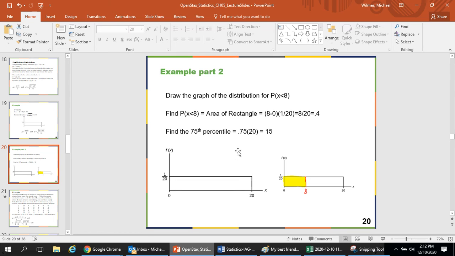Find the 75th percentile. So to find percentiles, first of all, remember, the 75th percentile means it's going to be higher than 75% of all the other data. So we're looking for something down here on the 75th percentile. The 99th percentile would be way down here on the end. The first percentile would be down here. So to find the 75th percentile, we just multiply our distance, so 20, by 0.75. So 15 is the 75th percentile. And that's how we do percentiles. You just multiply that decimal by however long your rectangle is, and that's where you locate your percentile. All right, that's it for this.